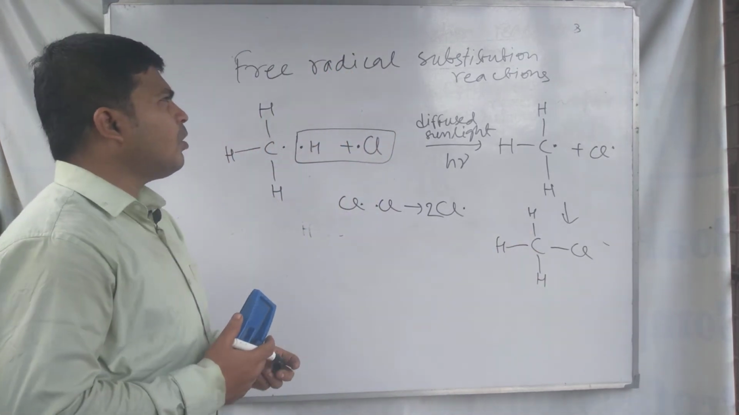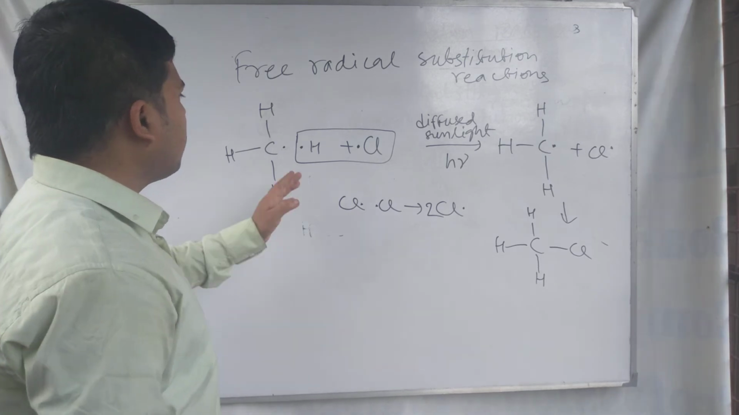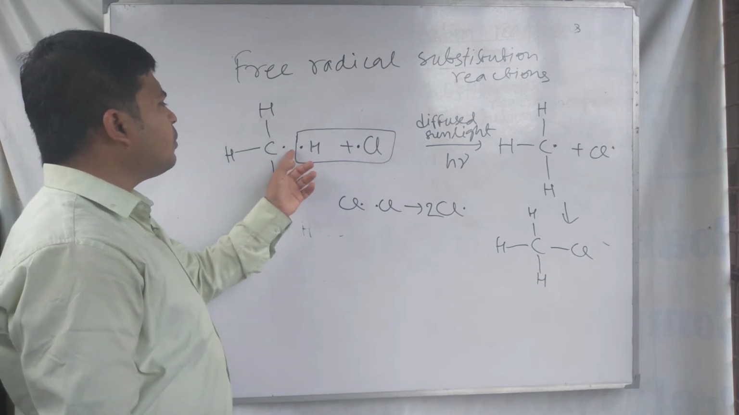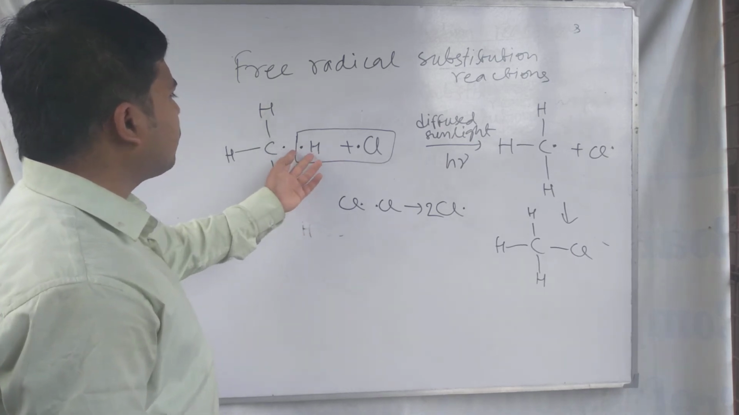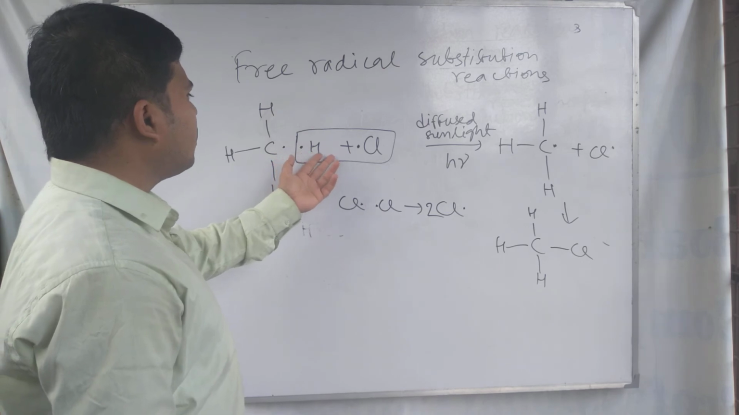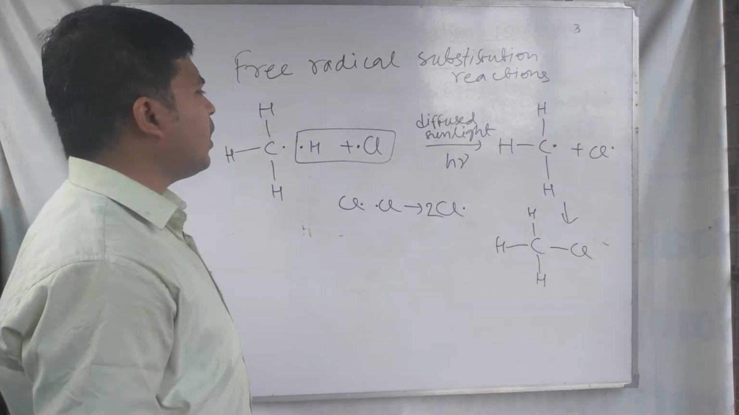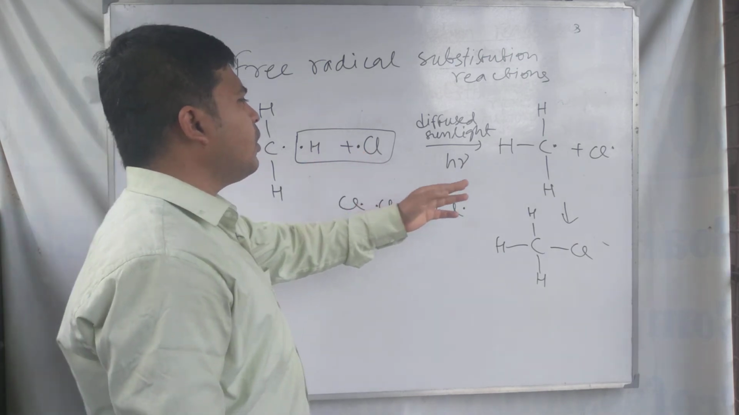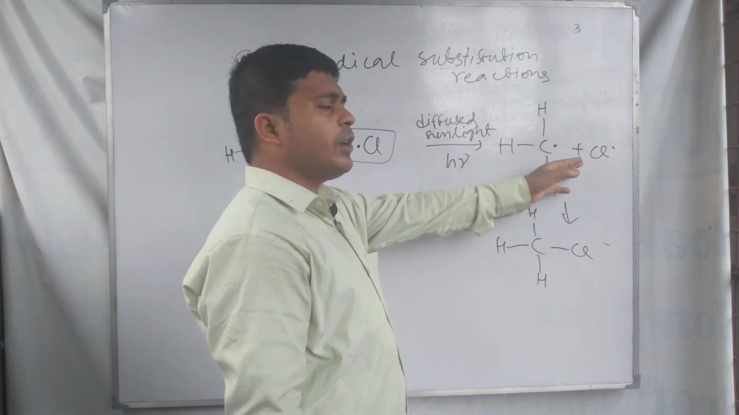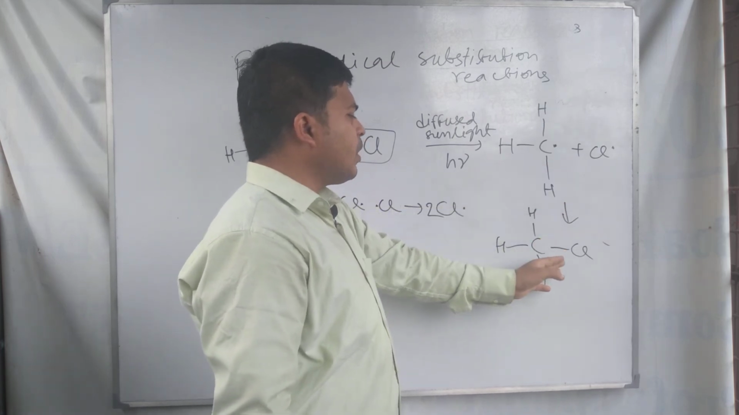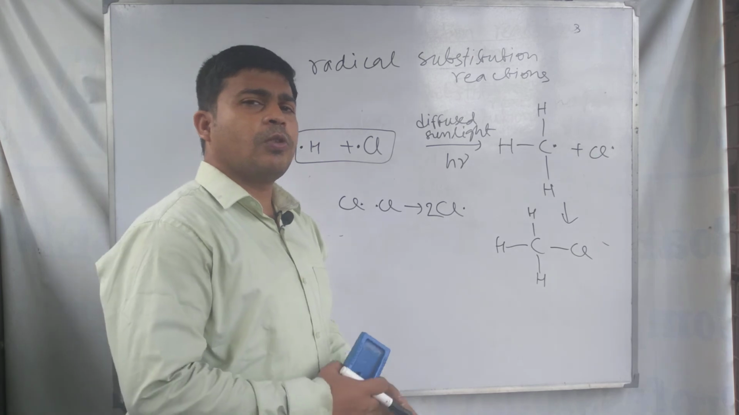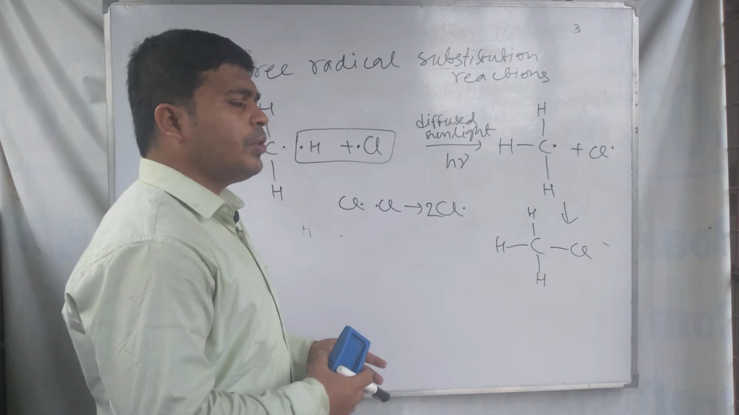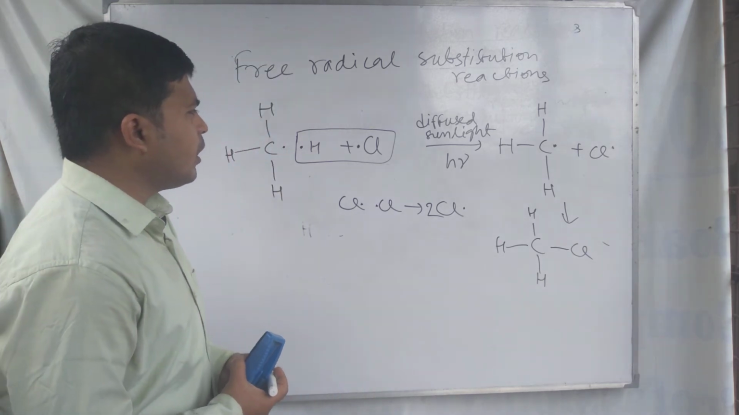So this is called the free radical substitution reaction, where a free radical chlorine dot replaces the hydrogen atom of the methane molecule. At first the hydrogen atom forms HCl with chlorine, and then the methyl radical reacts with the chlorine radical to form methyl chloride. So these are the total steps of the free radical substitution reaction in organic compounds.